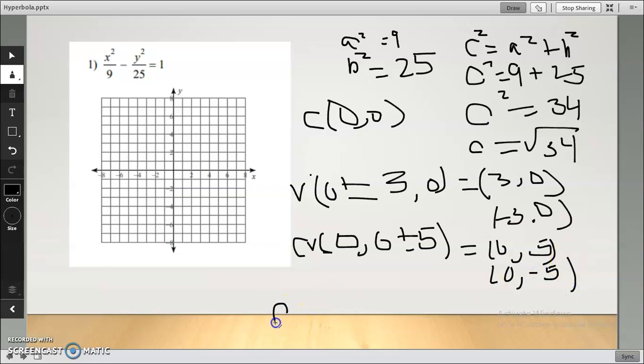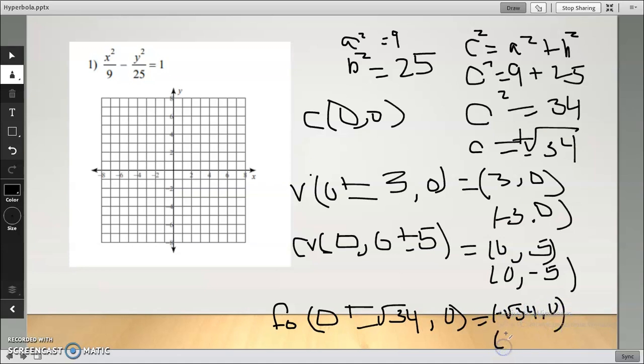The foci: sorry, this is actually plus or minus square root 34, so that's going to give me 0 plus or minus square root of 34, comma 0. And so that's going to give me (-√34, 0) and (√34, 0), because remember, they're on opposite ends, so that's why we need two of them.